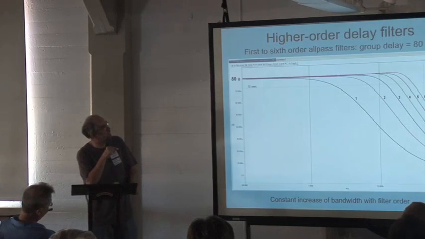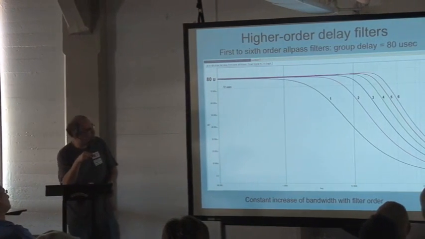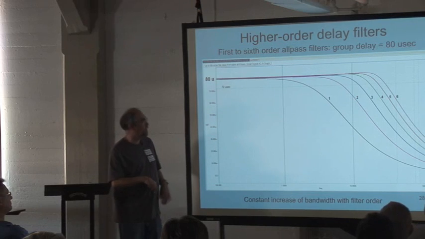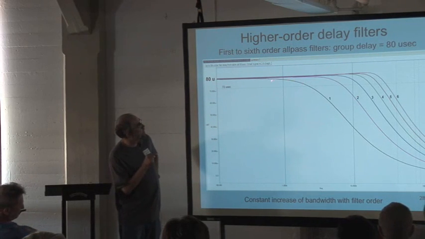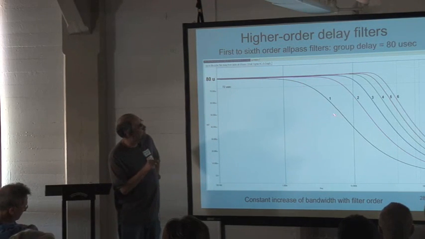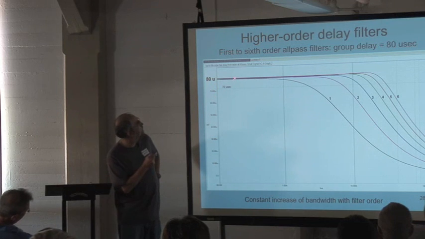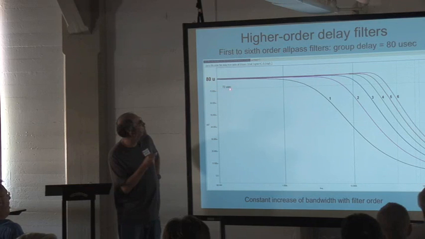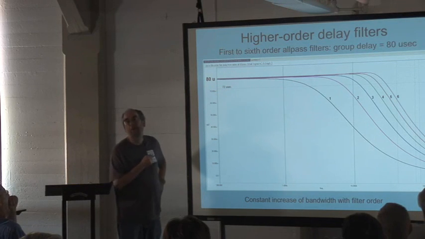So next, please. Right, higher order filters. We've just looked at the first order and the second order. This is the first order, and as you can see, it rolls off horribly early. 80 microseconds is along there. And there's a line here, I'm not sure if you can see it, at 72 microseconds, which represents 10% down.